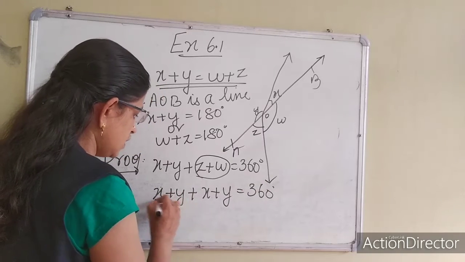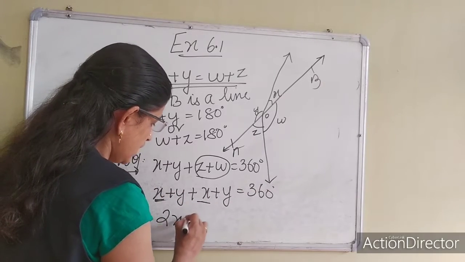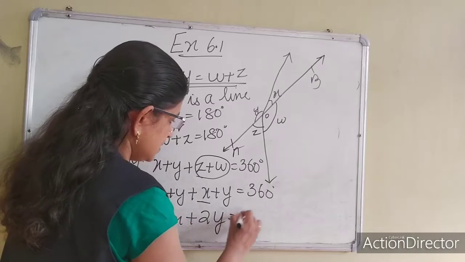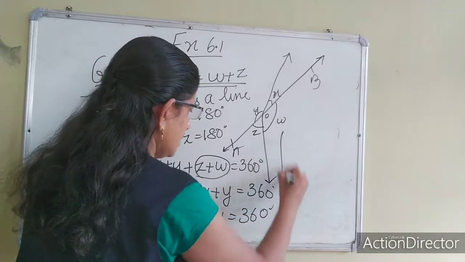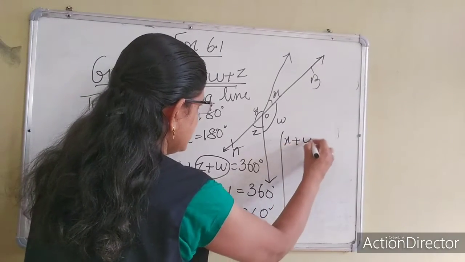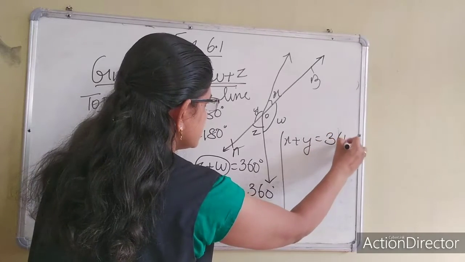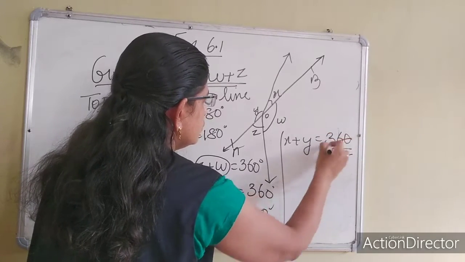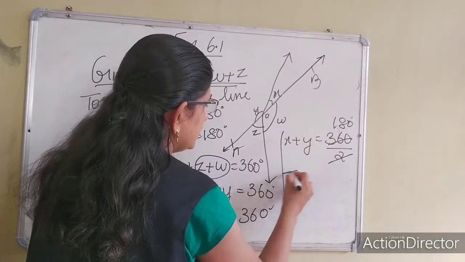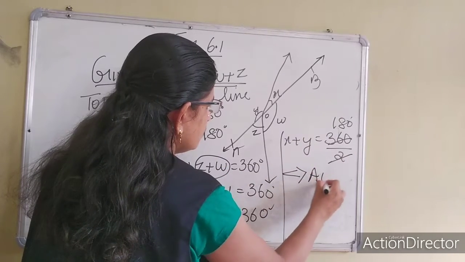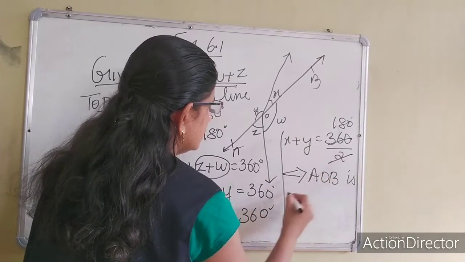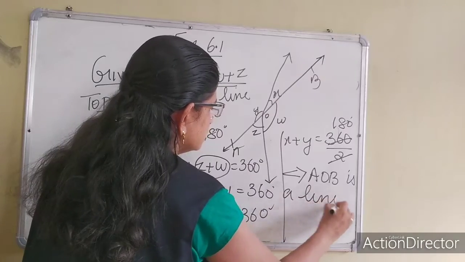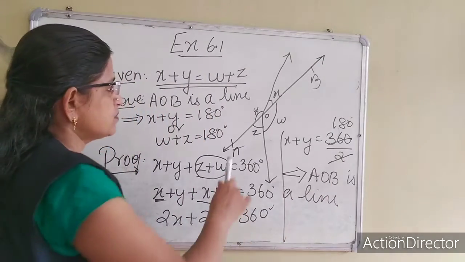How many times x do you have? 2 times. 2x plus 2y is equal to 360, or x plus y is equal to 360 divided by 2, which is equal to 180. Implies AOB is a line. Understood? Let me explain once again.